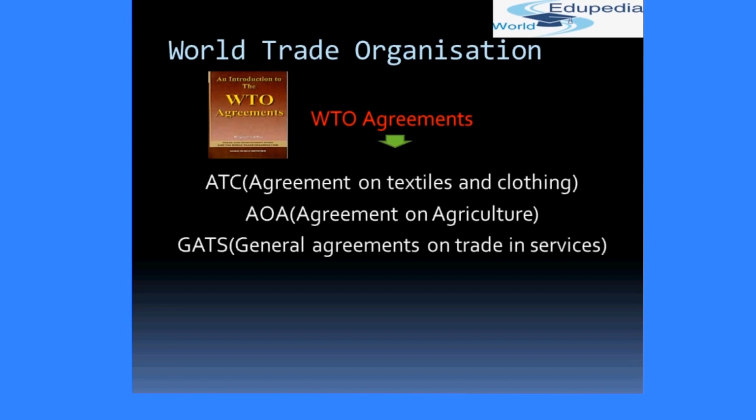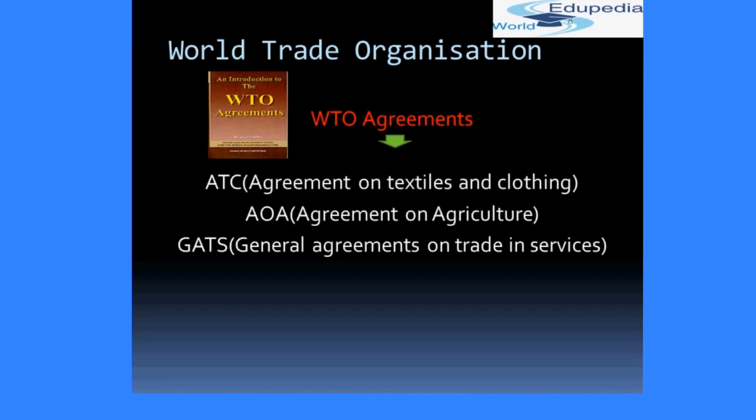Another WTO agreement is GATS, General Agreement on Trade in Services. What is this agreement? This agreement is regarded as a landmark achievement as it extends all the basic rules governing trade in goods to trade in services also. So means trade in goods to trade in services.